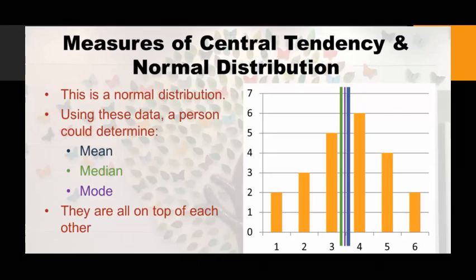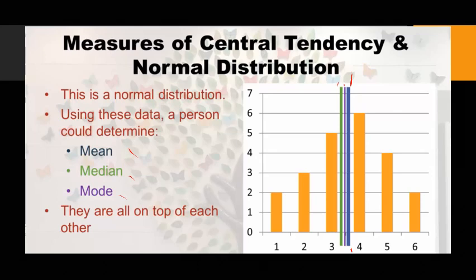Okay, so we have normal distribution here. As you can see, the mean is right here, the blue one. Then you have your median, which is the green one, right there, and then you have your mode, which is the purple one, right there. And if you look at this, you can see that the mean, median, and mode are all pretty much on top of each other. They're all towards the very center of the graph.